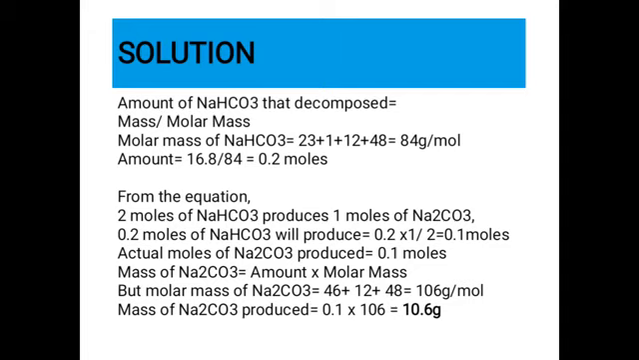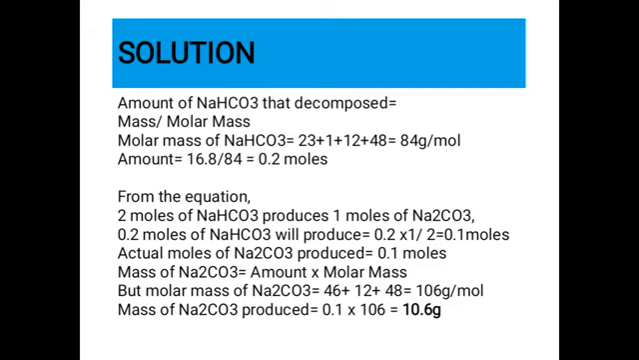Then you go back to step 3 again, the stoichiometry of the equation. You now say 2 moles of NaHCO3 produces 1 mole of Na2CO3. Then 0.2 moles of NaHCO3 will now produce 0.2, which is the mole of the known, over the mole ratio. Don't forget, over the mole ratio of the unknown divided by mole ratio of the known. So that's 0.2 times 1 over 2, which is equal to 0.1 moles.